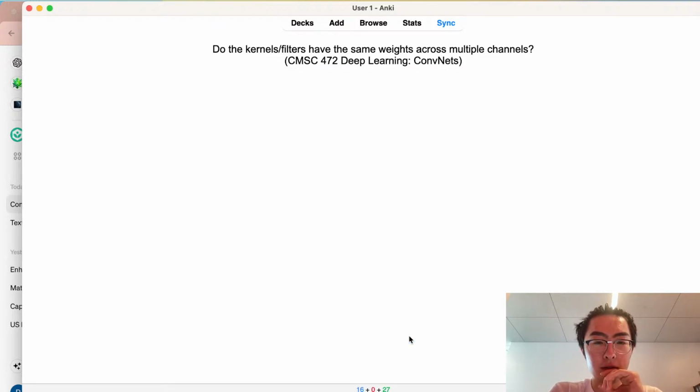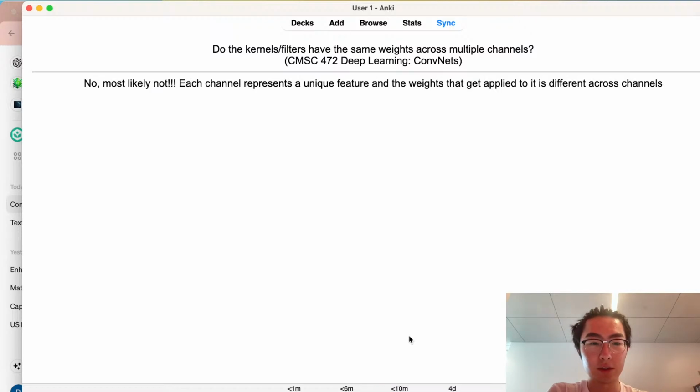Do the kernels/filters have the same weights across multiple channels? No, they do not. Usually they don't, because each channel represents a specific feature. Then you have different weights that get applied to those channels to learn those features.